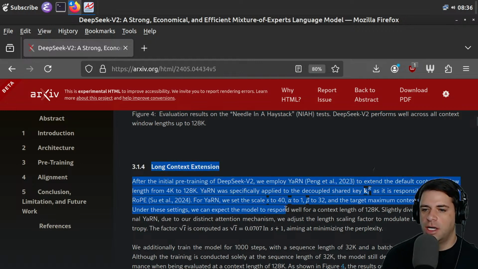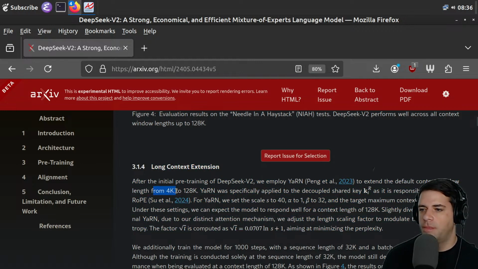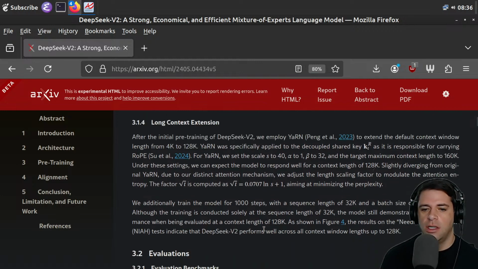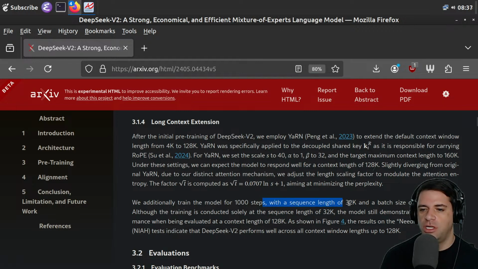They do have this long context extension where they trained initially with a maximum context length of 4K, and they expanded it to work with 128K using whatever this YaRN trick is. They essentially did more training, I guess, after the initial training with a sequence length of 32K for 1,000 steps, and somehow that made it able to work with 128K sequence lengths.